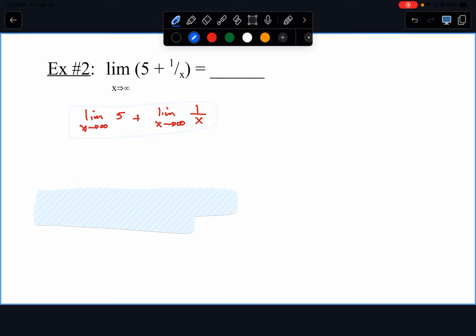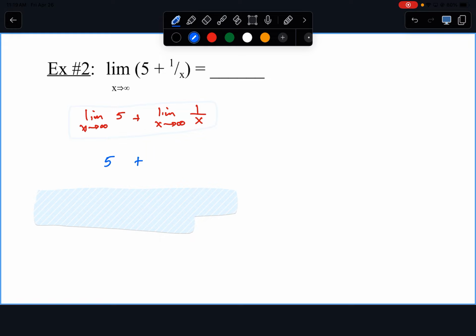What's the limit of 5? It's 5. And here's how you get it. Think about the equation y equals 5. It's just a horizontal line. Every y value is 5. And remember, that's what we're talking about. So the limit of any constant is that number. Limit of 5 is 5, limit of 2 is 2, limit of 7 is 7. Doesn't really matter. So that limit is 5 plus the limit of 1 over x.